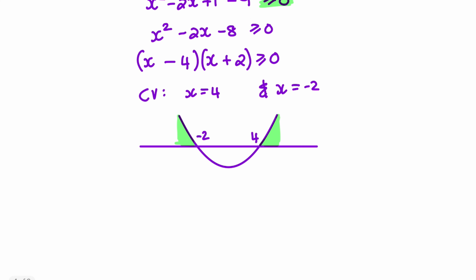So therefore, we can say x is smaller or equal to negative 2. So I'm moving towards the left of negative 2. And x is bigger or equal to 4. So I move towards the right of 4, because that is where the parabola is above 0.